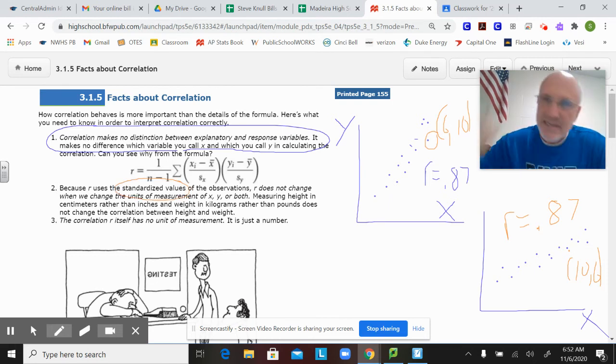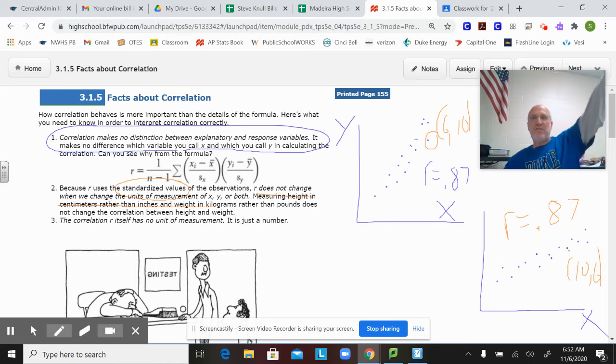Okay, and then number 2 says, because R uses the standardized values, like it actually finds z-scores for every number, R does not change when we change the units of measurement of X or Y or both. So if I've got data in inches and feet and I convert it to miles and feet, the numbers will be different, but how linear it is will not change.